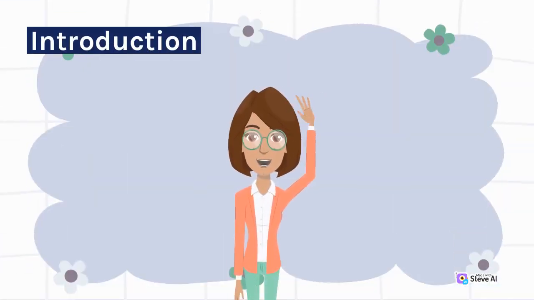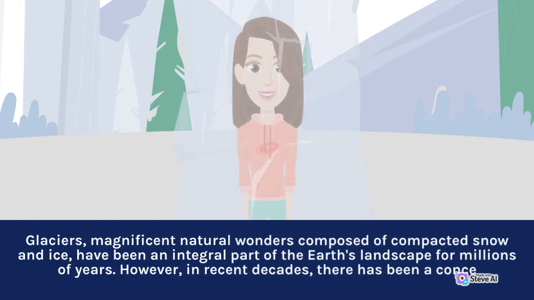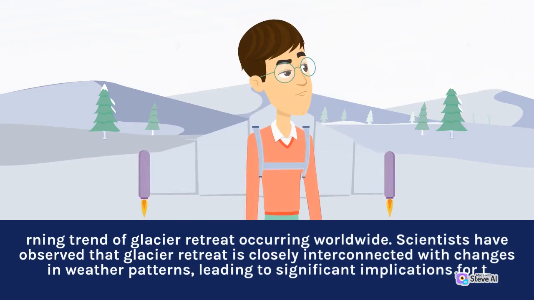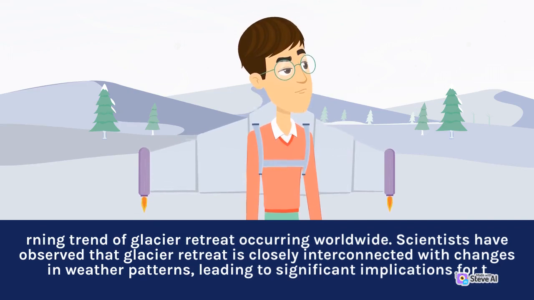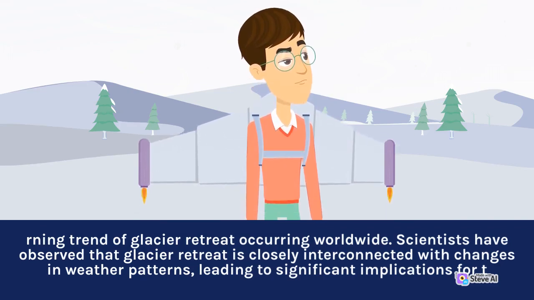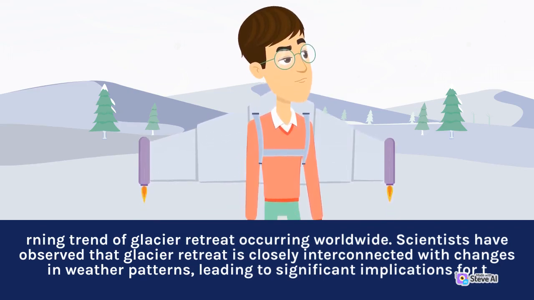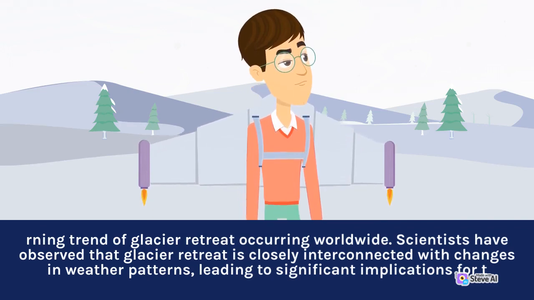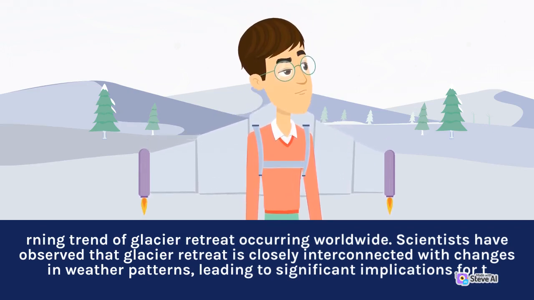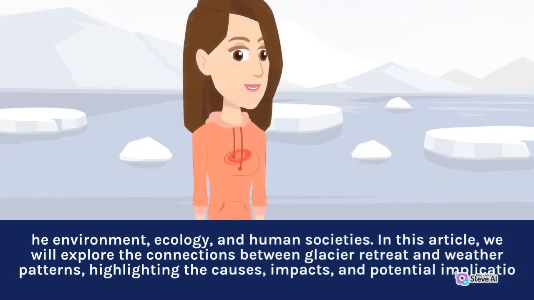Introduction. Glaciers, magnificent natural wonders composed of compacted snow and ice, have been an integral part of the Earth's landscape for millions of years. However, in recent decades, there has been a concerning trend of glacier retreat occurring worldwide. Scientists have observed that glacier retreat is closely interconnected with changes in weather patterns, leading to significant implications for the environment, ecology, and human societies.